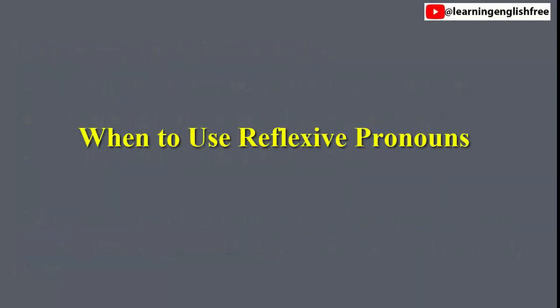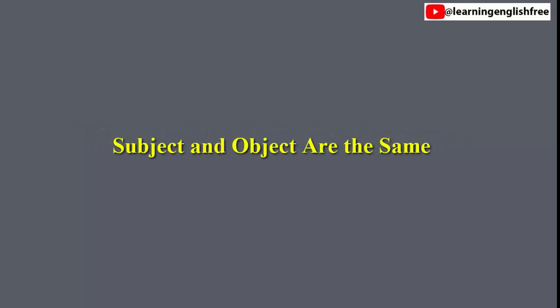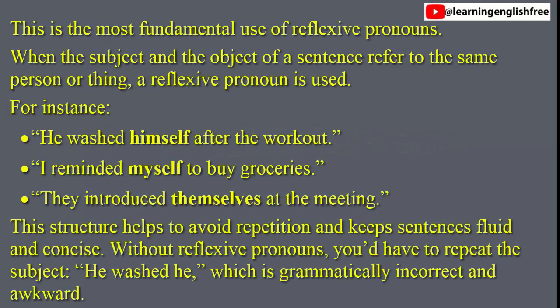When to use reflexive pronouns. Subject and object are the same. This is the most fundamental use of reflexive pronouns. When the subject and the object of a sentence refer to the same person or thing, a reflexive pronoun is used. For instance, he washed himself after the workout.